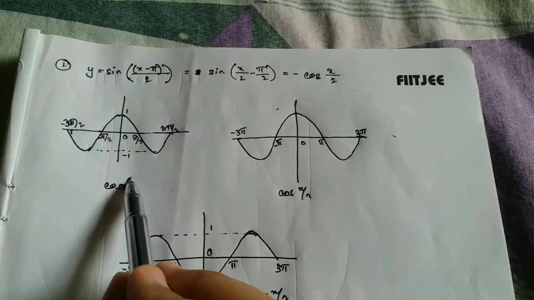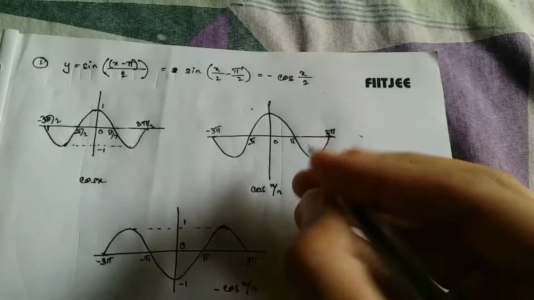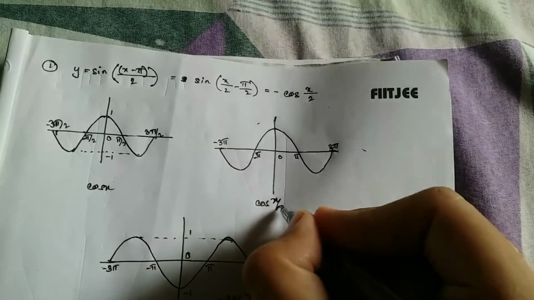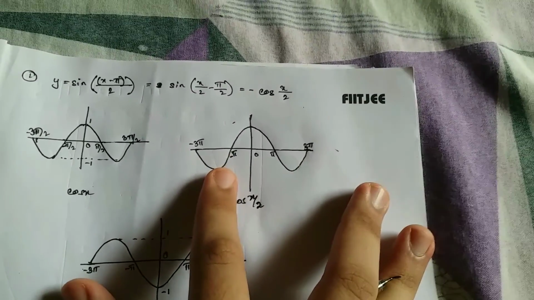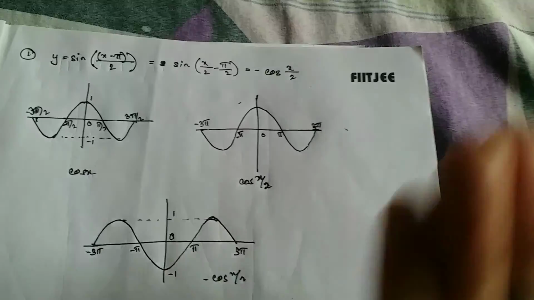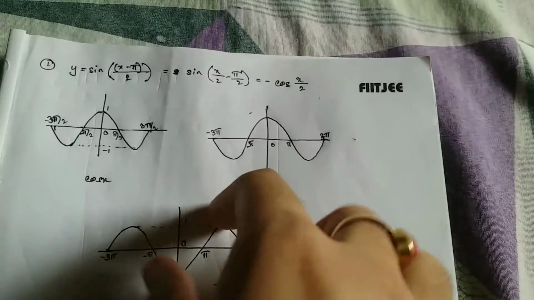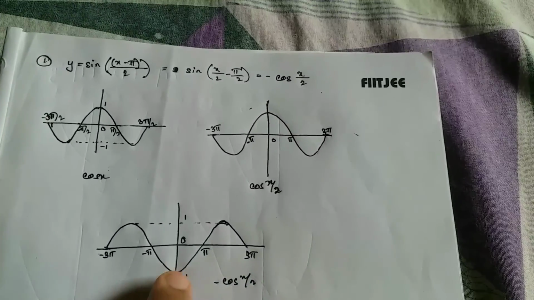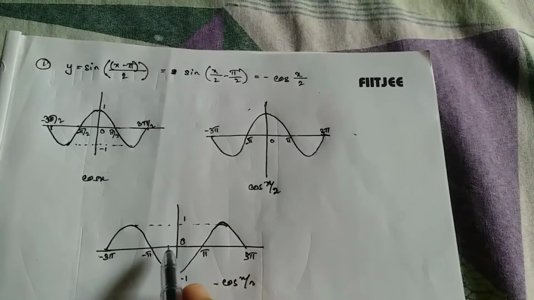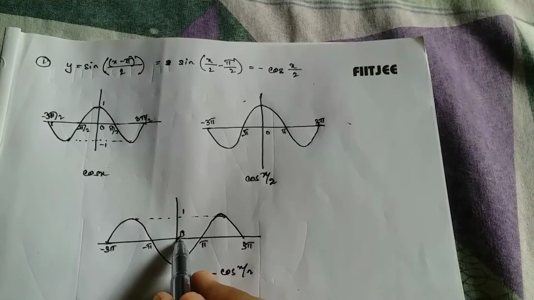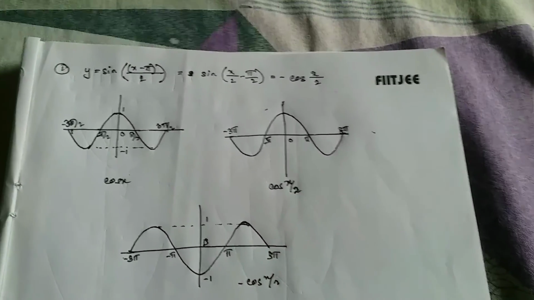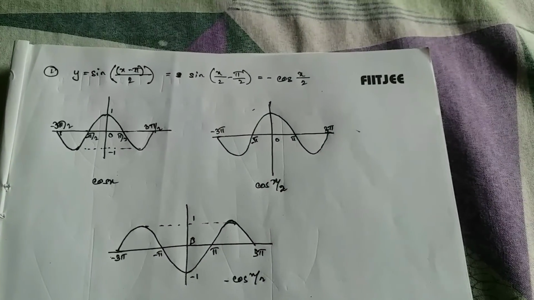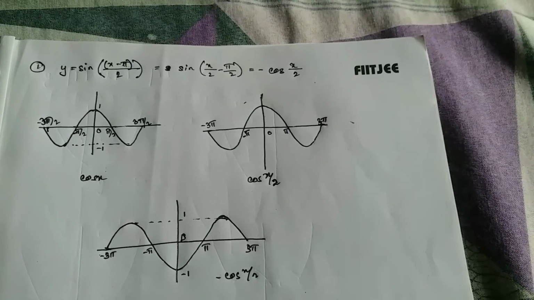So first we draw the graph of cos x. Then we draw the graph of cos of x by 2. We stretch it along the x-axis by 2 units. And then minus cos x by 2. So we invert the graph. And we get this one. So this is the final graph of y. So I hope everyone understands. So now let's move over to the next problem.